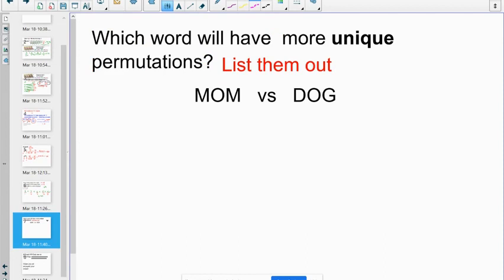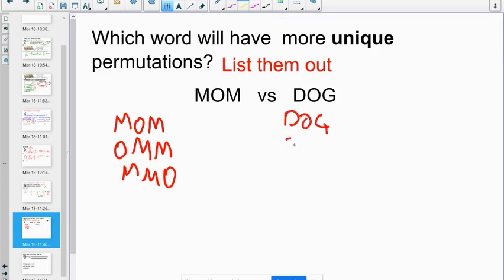Okay, so now this next slide is going to help us move into the next unit later to come. It said, which word has more unique permutations? We're going to list them out. So mom, we could write it out as MOM, could have OMM, we could have MMO. Those are the only different permutations we can have there. Now dog, we can have DOG, ODG, OGD, DGO. Oh, we are already at more than 3.